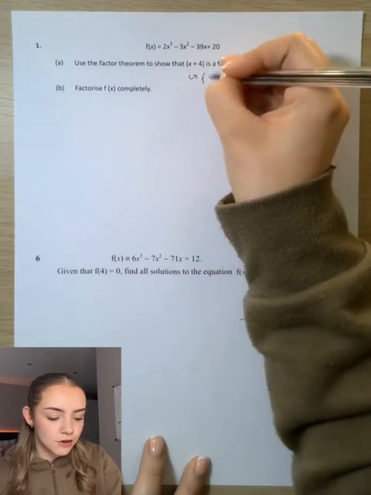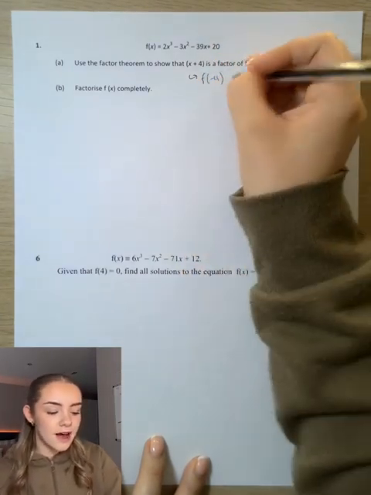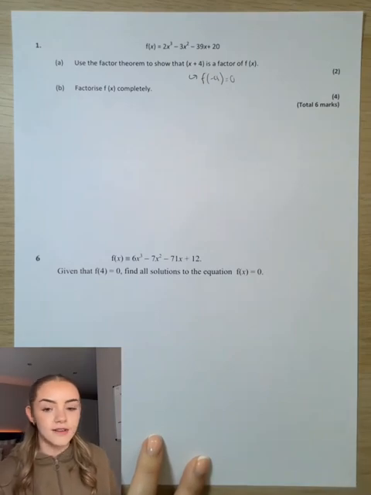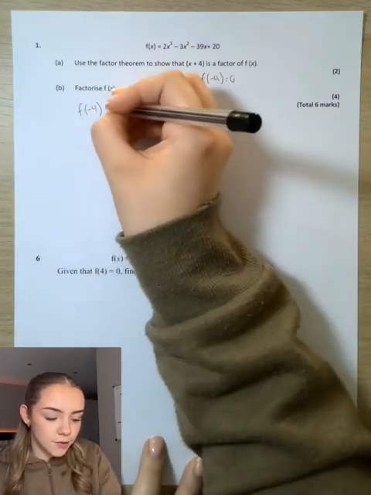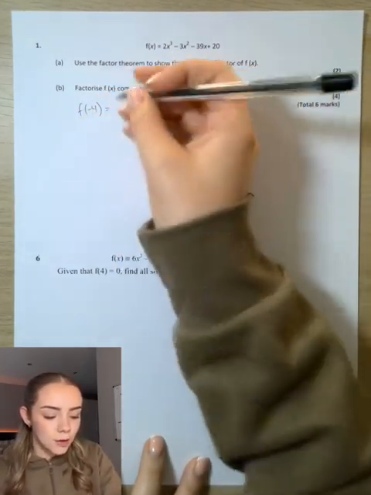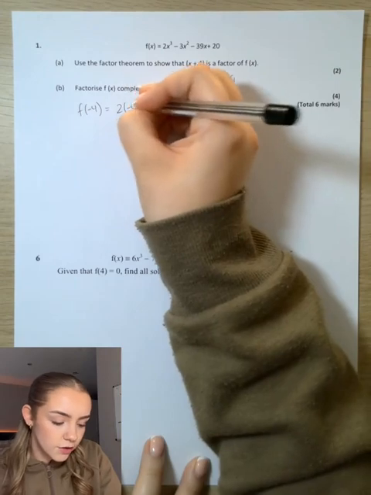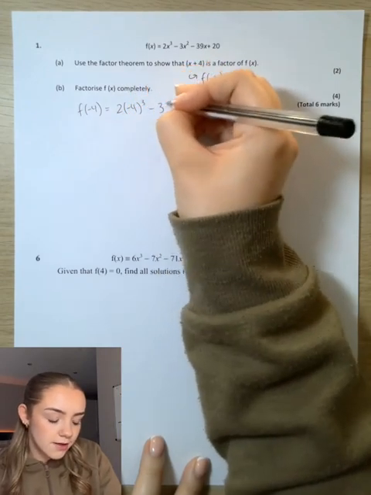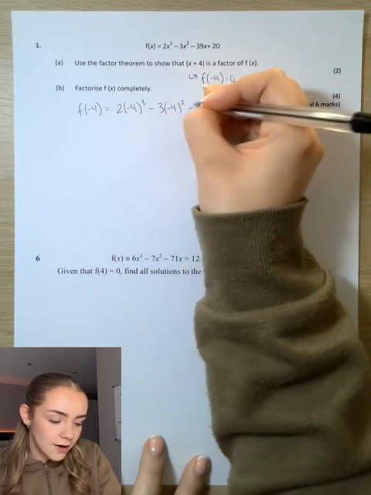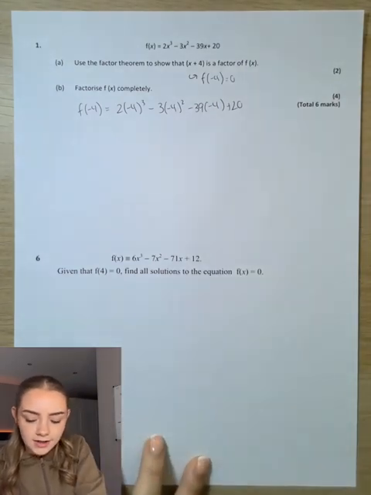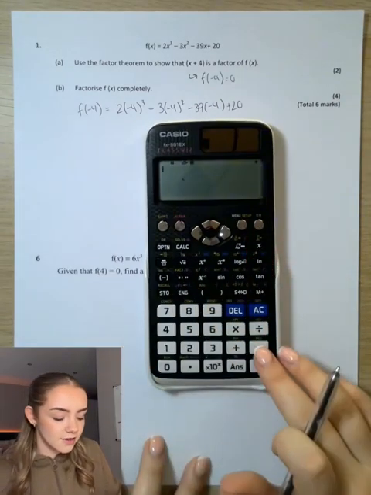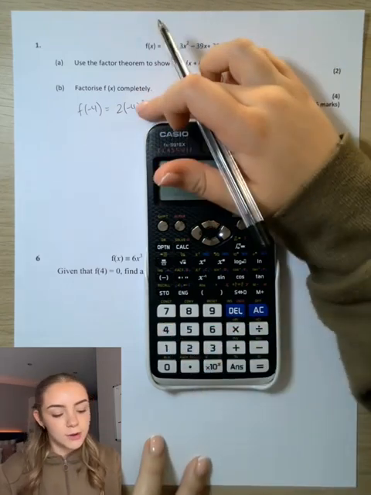Now we know from the last video that if x plus 4 is a factor, then that means that when we substitute in minus 4 into our f function, we should get an answer of 0. So let's do that to double check. So f of minus 4, so in place of x, we're just going to swap it for minus 4. So that'd be 2 times minus 4 cubed, take 3 times minus 4 squared, take 39 times minus 4 plus 20.